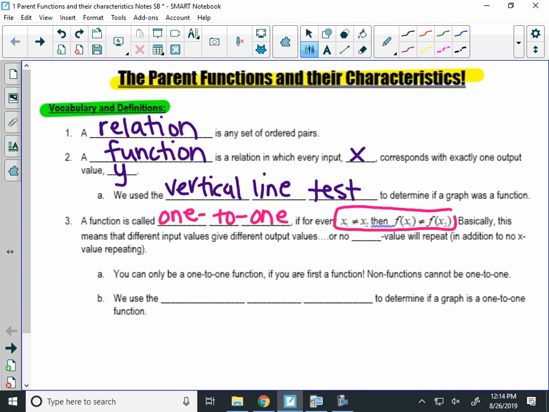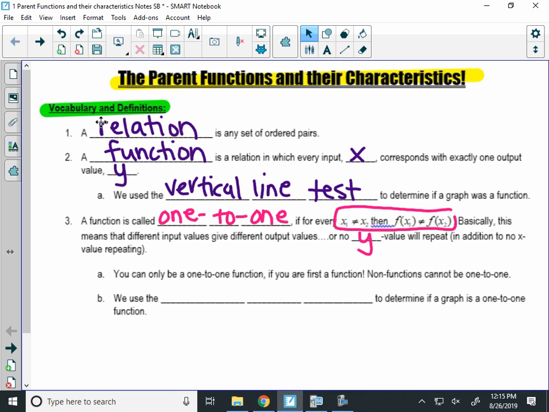What that means is that different inputs, different x values, give different y values. So no y value is going to repeat. Every different x value gives you different outputs. So if I have an x value of 2, and I put it into the function and I get an output of 5, no other x value gives me an output of 5. 5 is only used once. And we'll look at that in just a second.